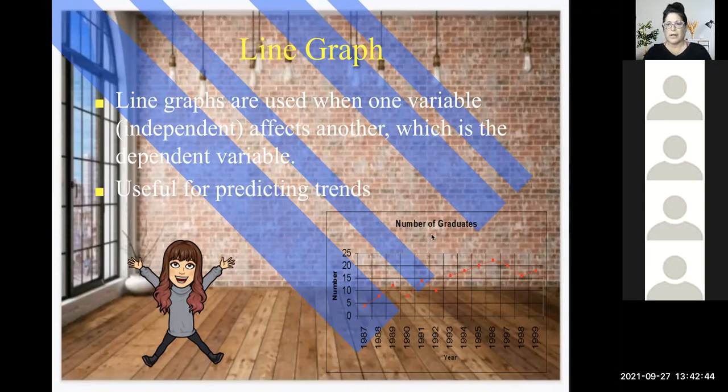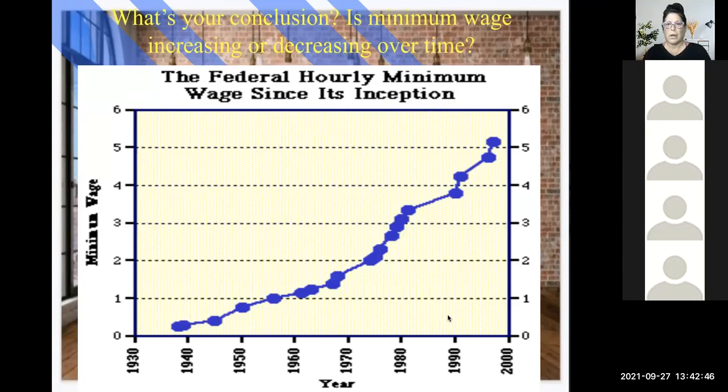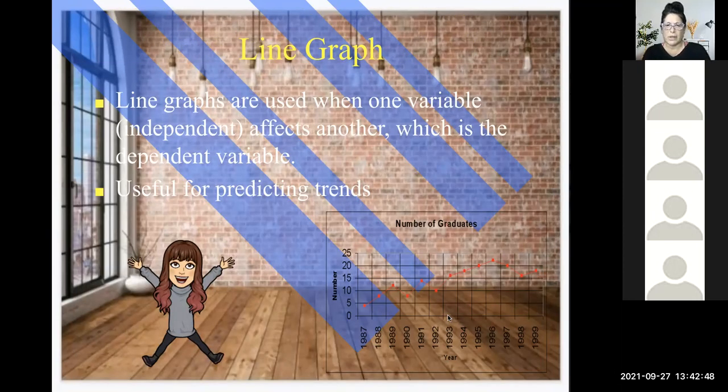So the number of graduates: if we look at this, we can look at the years, which is going to be my independent variable. And we're going to see if there are any trends of the population of graduates compared to other years. So we look here, and in 1987, there were only 4 graduates.